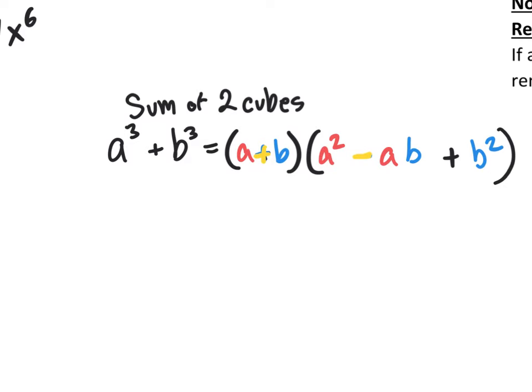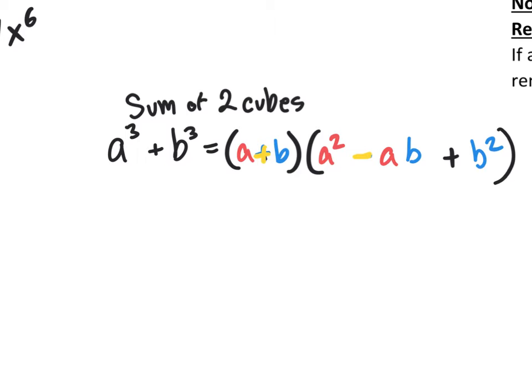If your binomial here has a plus, then the middle term has to be a minus. If your binomial has a minus, then the middle term has to be a plus. The a squared will always be positive, the b squared will always be positive. And that's the easy way of memorizing this formula.